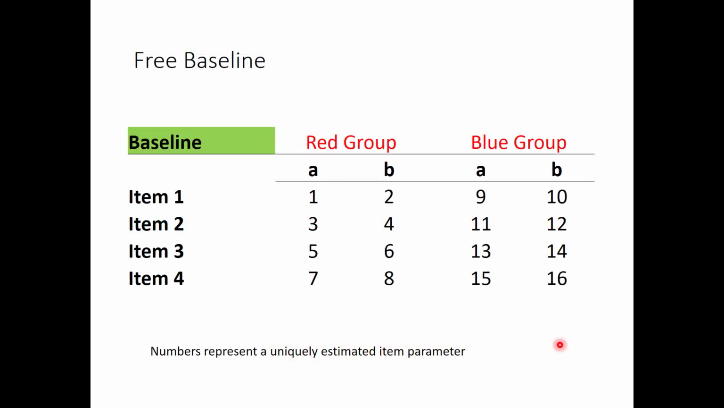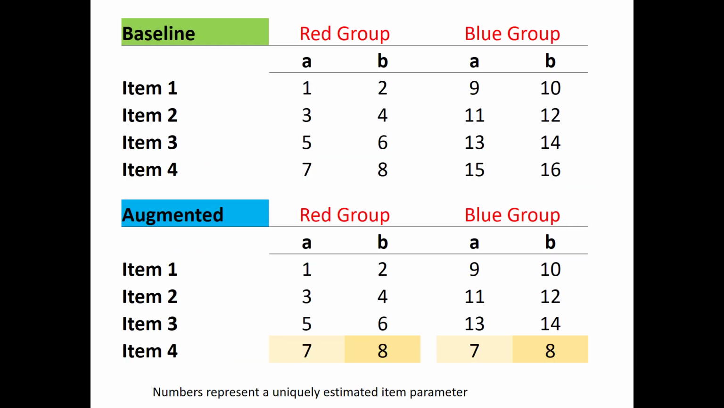Okay, so you might be wondering then, well, why don't we just use the free baseline model and introduce constraints on that to test for DIF? And that's certainly a logical idea, and then you can do variations of that. Remember, the free baseline model, you're estimating unique parameters for each group, for each item. And so you could do that. You could have a baseline model where you're estimating, again, unique item parameters for each group, for each item.